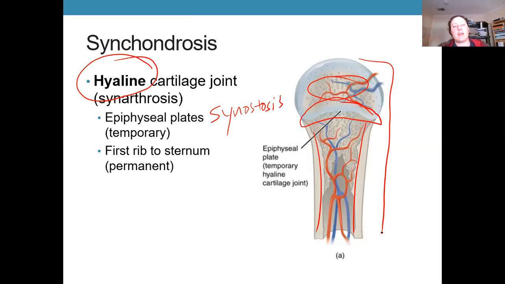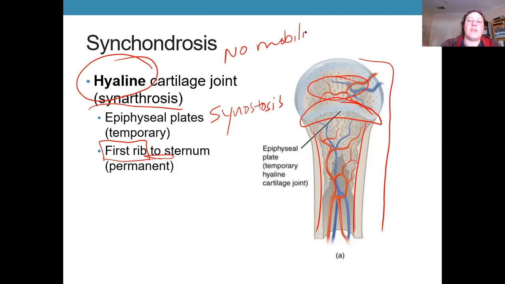And then we do have some permanent ones, not very many, but the cartilage connection between our first rib, so we have a left and a right first rib up here, and they connect to our sternum or our breastbone. That is a hyaline cartilage connection for some weird reason. These are always completely immobile. So there's synarthroses, so no mobility across hyaline cartilage.